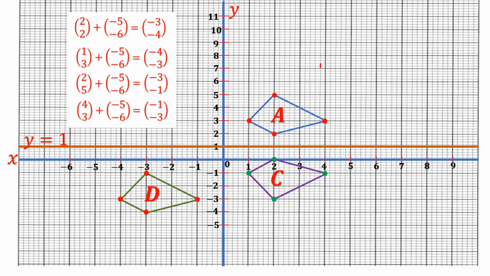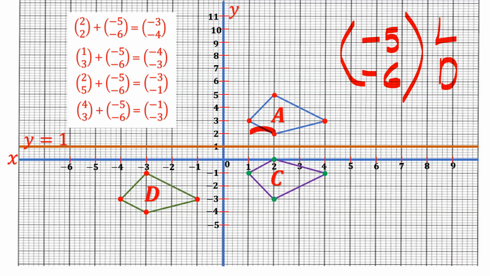There's another way we could do it. Remember they said that the vector is -5, -6, which basically means that we're going to go to the left 5 times. We're going to go down 6 times. And so let's do that. Let's use this point. We're going to go to the left 5 times and down 6 times.